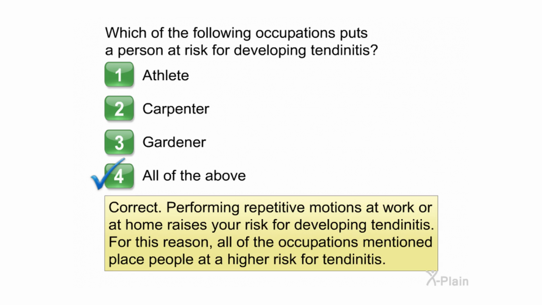Correct. Performing repetitive motions at work or at home raises your risk for developing tendinitis. For this reason, all of the occupations mentioned place people at a higher risk for tendinitis.